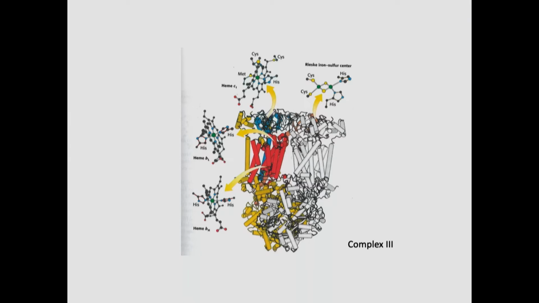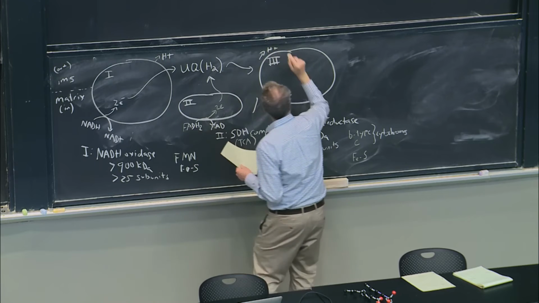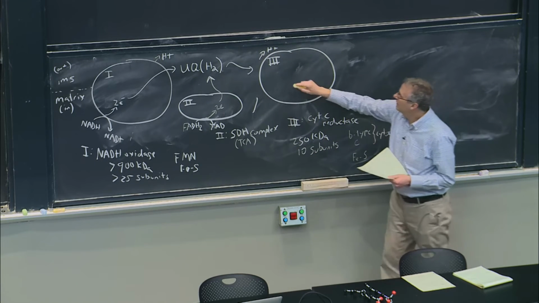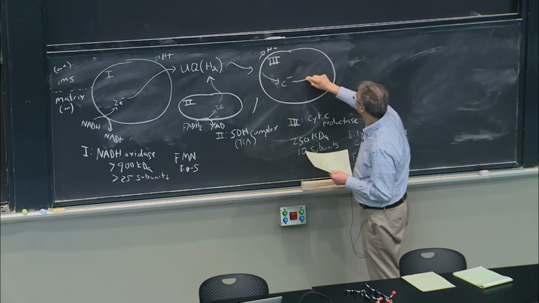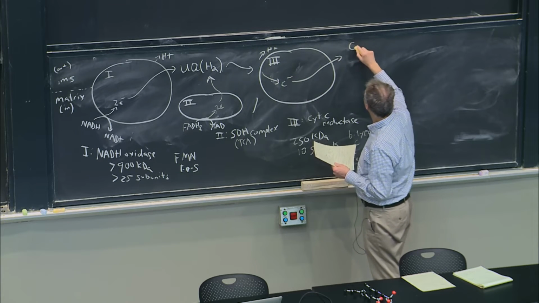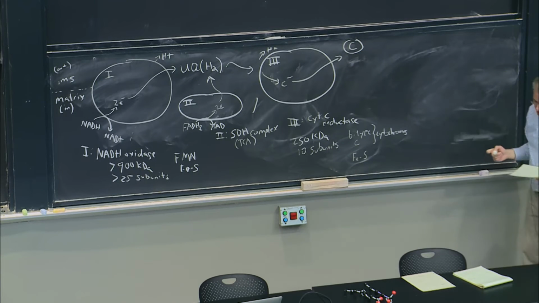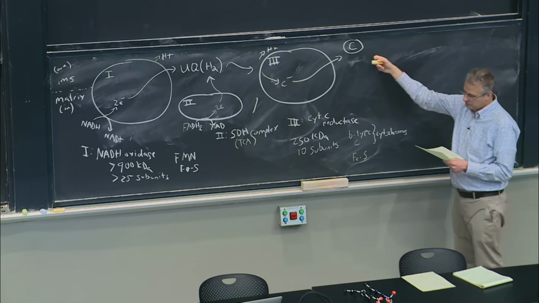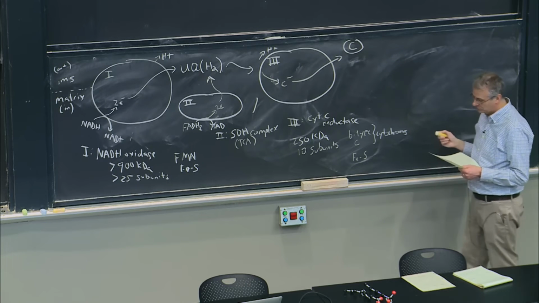Fairly well understood how it works. This coupling of basically electron transfer through the Q pool can pump protons. And this ultimately allows transfer of electrons to this small soluble protein that lives in the intermembrane space or associated with the outside of the bacteria, called Cytochrome C.